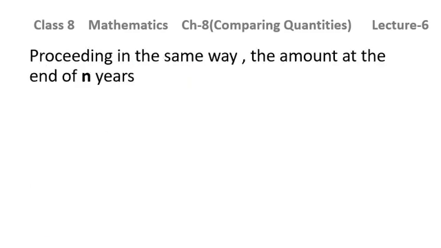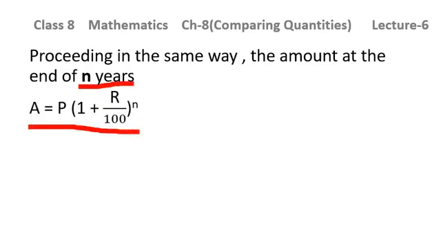Now proceeding in the same manner, the amount at the end of n years. Likewise, here I have taken 2 years. If it will be n years, then this will be the formula. Amount will be principal bracket 1 plus R over 100 raised to the power n. This is the rate percent, this is the principal amount or the sum, and this will be the number of years. So amount will be given by principal bracket 1 plus R over 100 raised to the power n. So compound interest will be given by this amount minus the original principal.